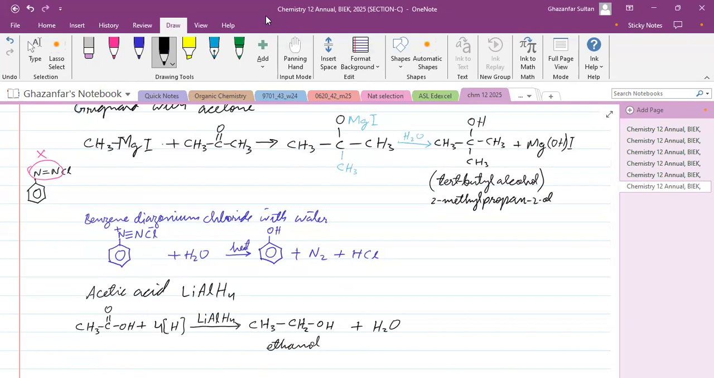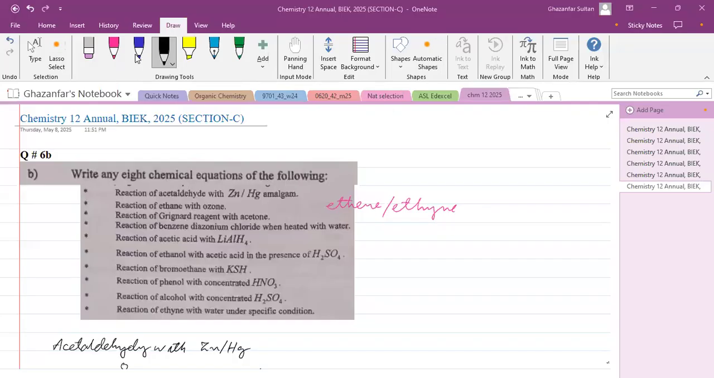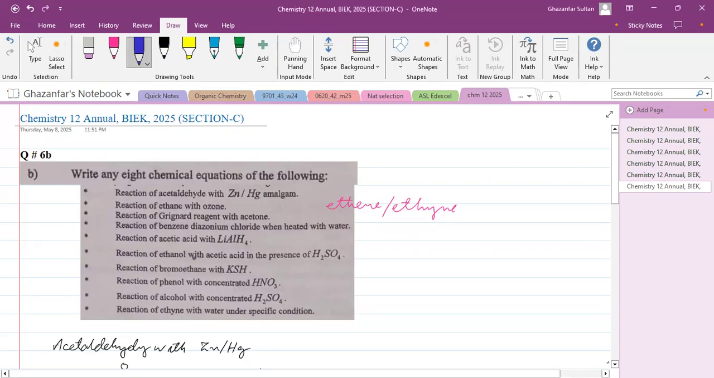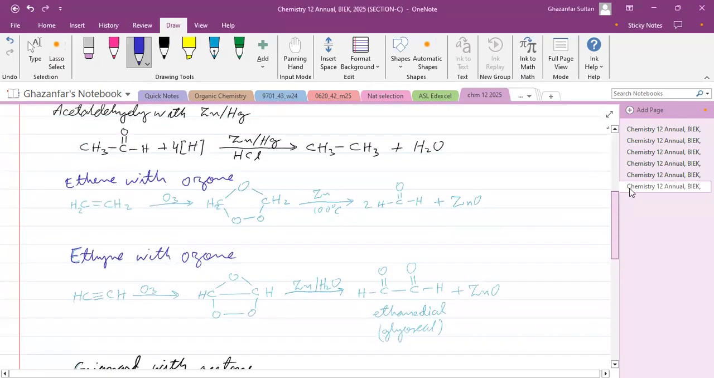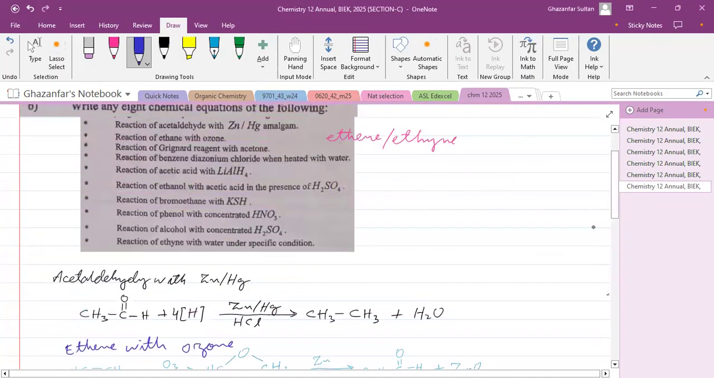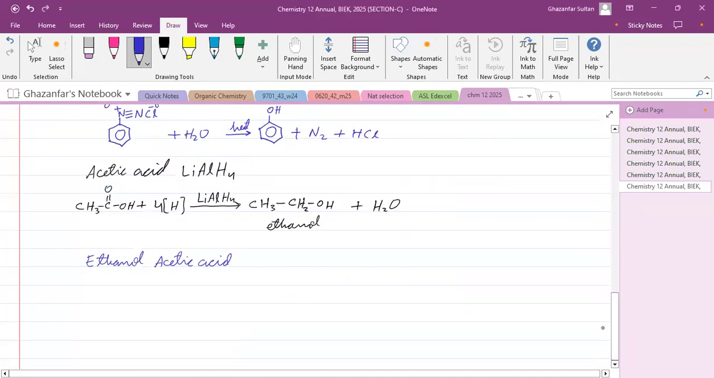Now see the next reaction. The next reaction is the reaction of ethanol with acetic acid in presence of sulfuric acid. Again, the reaction is with acetic acid, but the reagent is changed: ethanol with acetic acid in presence of sulfuric acid, and a little bit of heat is also required for this reaction.